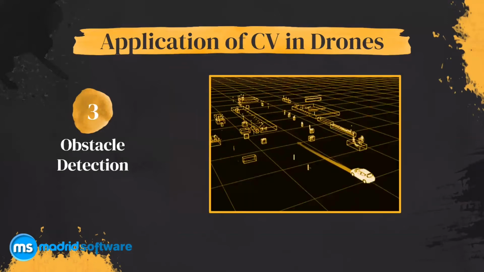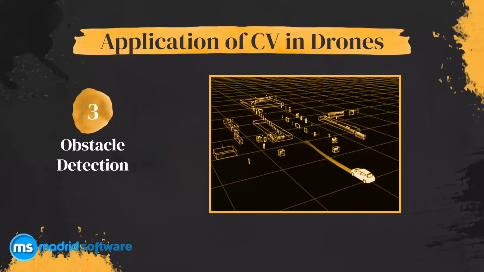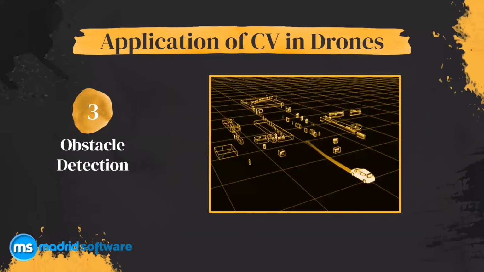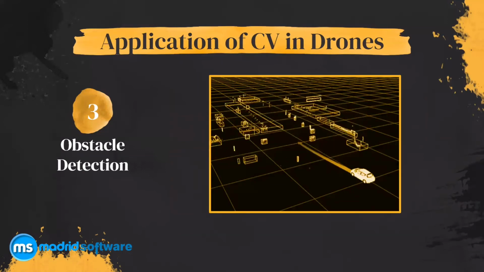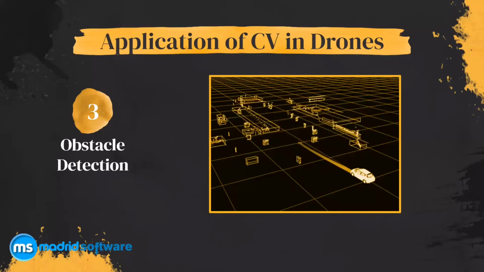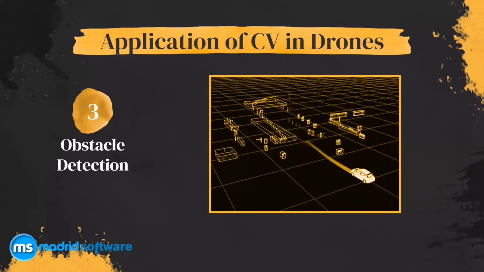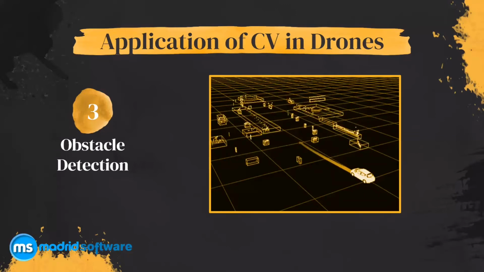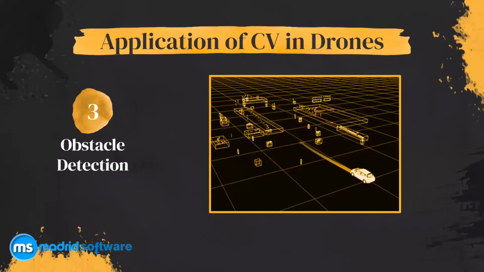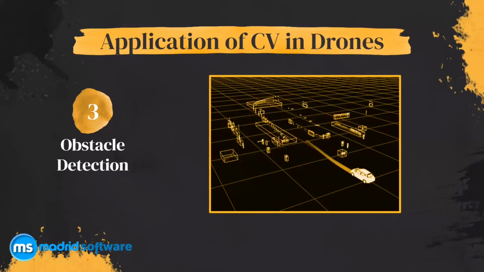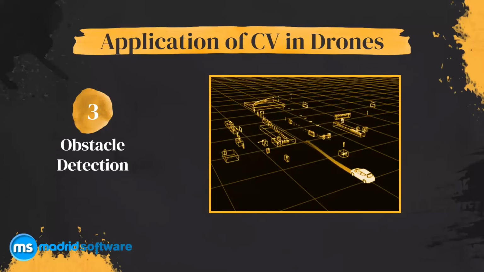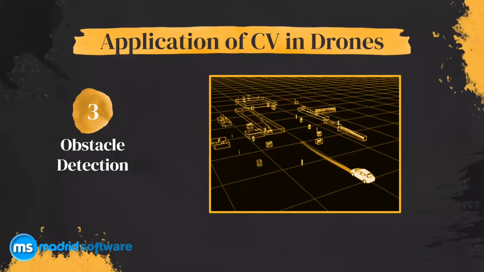Let's see the third application of computer vision in drones, which is obstacle detection, or we can say anti-collision system. AI drones are using computer vision to prevent themselves from hitting any obstacle, be it the wall of a building, be it a mountain, or any other obstacle that comes their way. They are able to detect that obstacle and avoid it as well. This is again a very good example of computer vision in drones.